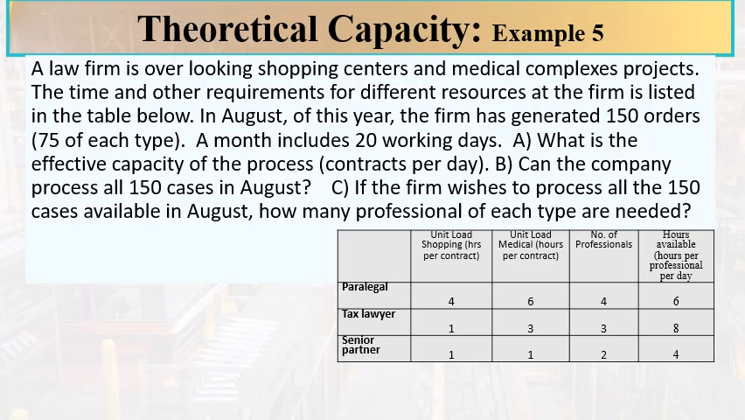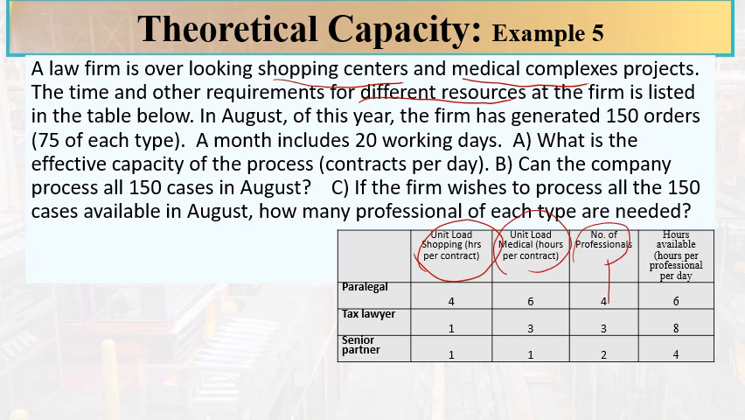So this is the last example we'll do on capacity and throughput. Example number 6, I'll leave that for you guys to do. Now in this question, we have two different products. This is a law firm that does both shopping center and medical complex projects. And these are the time requirements. And we have the two different products, medical and shopping.